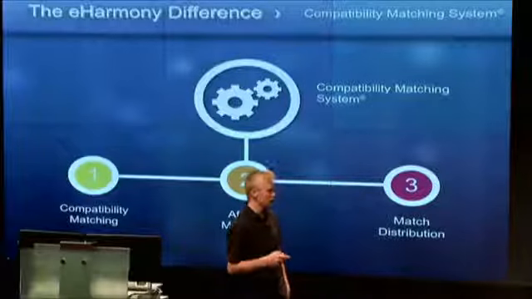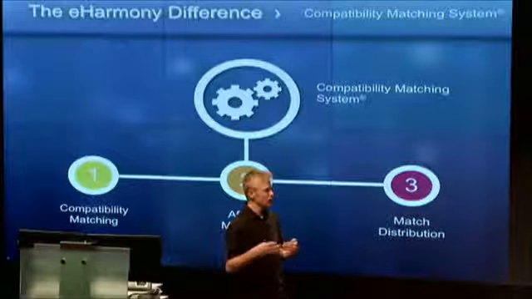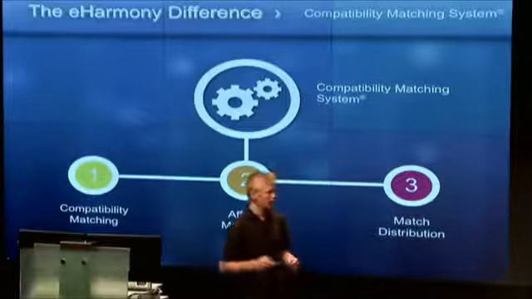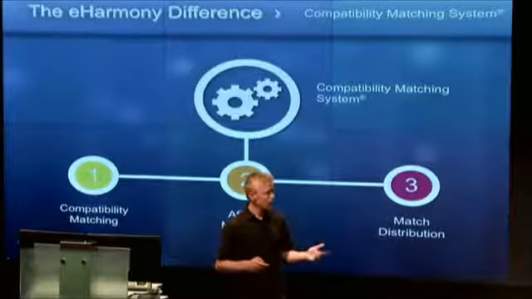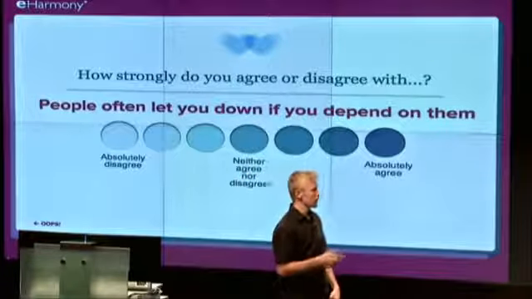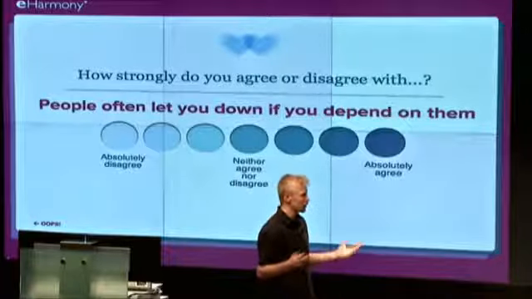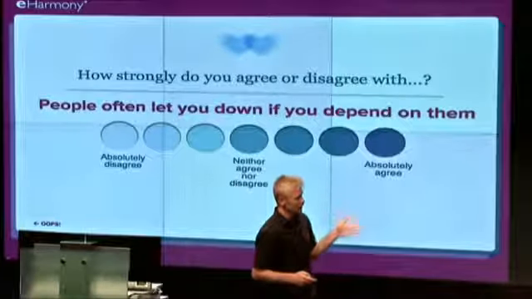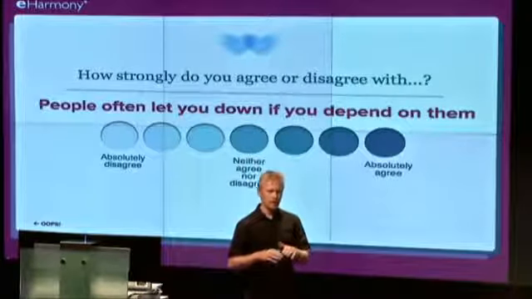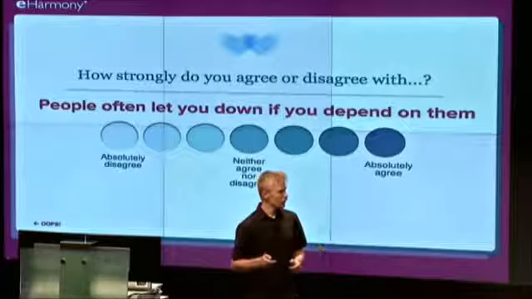I will start with the compatibility matching. The stuff that predicts long-term marital satisfaction, these are not the things that generally get discussed on the first date, or these are not the best pickup lines. So that's why we ask our users quite a lot of questions. Some of them might be like, how much do you agree with the statement that people often let you down if you depend on them? I mean, not the best pickup line. So we ask a lot of these questions, and we also ask these questions to a representative sample of US marriages, and then we build models from there.